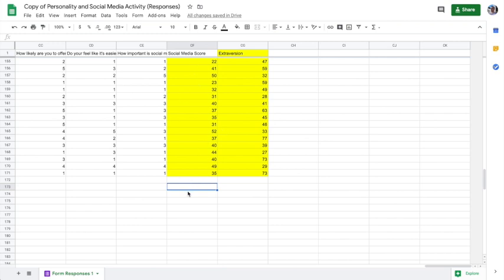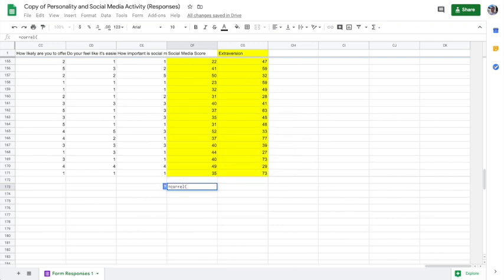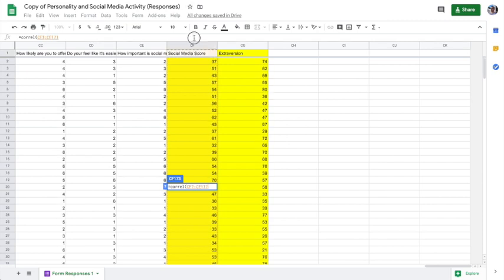So remember, in Excel or in Google Sheets, the way you do that is using the equals C-O-R-R-E-L function, open parentheses. Then you need to highlight the two sets of data you want to compare. So the first one is going to be my social media scores. So I can start anywhere, top or the bottom, and I'm just going to highlight all of the participants. Then I'm going to put a comma.